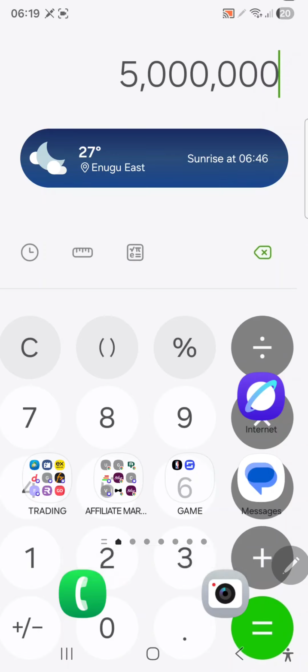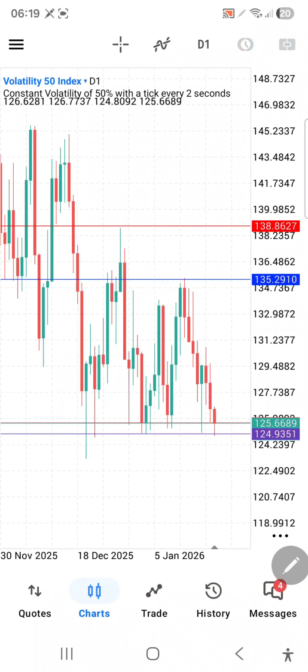I want to break down one of the trades I took on synthetic indices, Volatility 50. That particular trade took a full 7 days to hit take profit. A week ago today was the day I took that trade. So let's go to the chart.